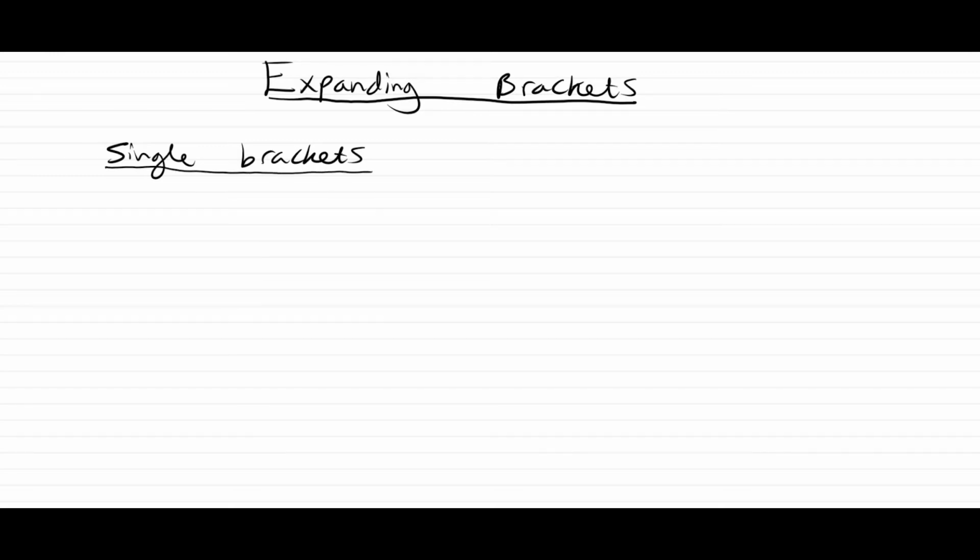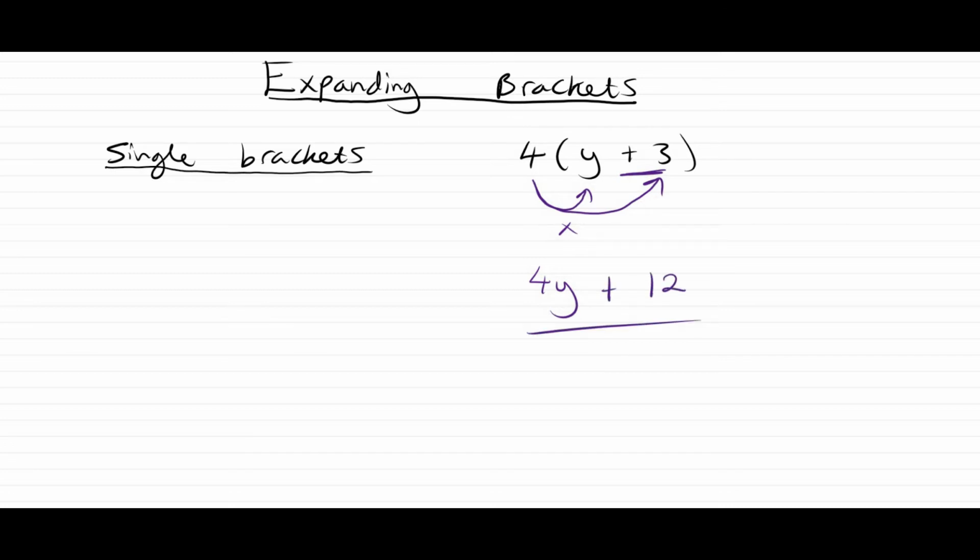So with single brackets, you may be given something like 4, open bracket, y plus 3. To expand this bracket, all you do is 4 times y, which you'd write 4y, because 4 times y is 4 lots of y. And then you'll do 4 times plus 3 again. Don't forget not to ignore the sign in front. So 4 times 3, which is 12. So plus 12. And that's it. That's the answer.